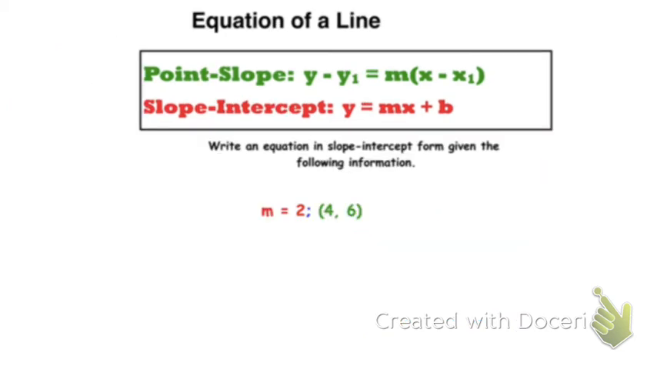So, write an equation in slope-intercept form. We're given the what and the what? We're given a point and we're given the... So we're going to use slope-intercept? No, point slope. You're given a point and a slope, so you're going to use point slope. Does that make sense? You're given point slope, we're going to use point slope, okay?